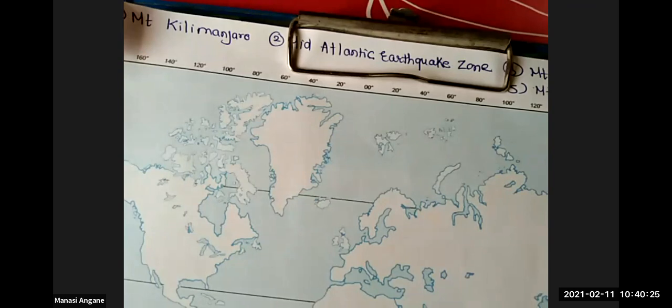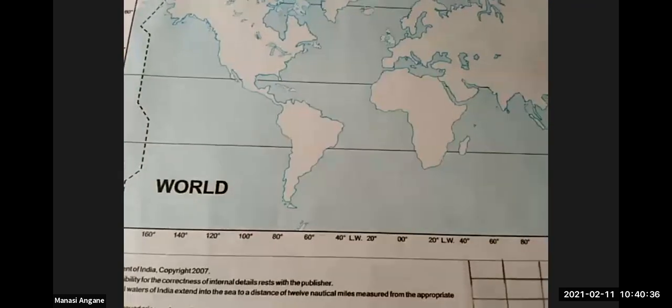Okay. Now we'll take one more last thing. That is the world map. We'll take this last thing. Okay, the world map is what has been given to us. Only a few things are there to be shown over here in this world map.